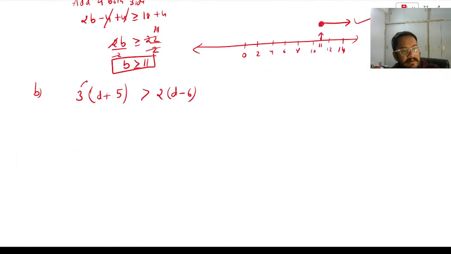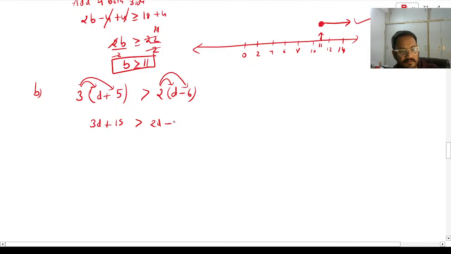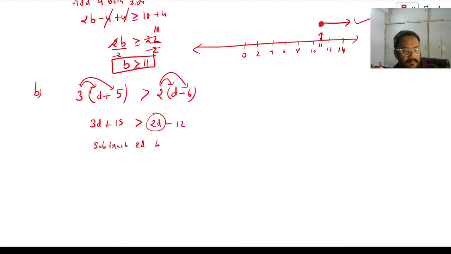Now for this type of question, yes, a rough copy will work, don't worry. 3 times d is 3d, and 3 times 5 will be 15, and it is greater than 2 times d, which is 2d, and 2 times minus 6 is minus 12, right? Now I want to eliminate this 2d, so I will write subtract 2d both sides.